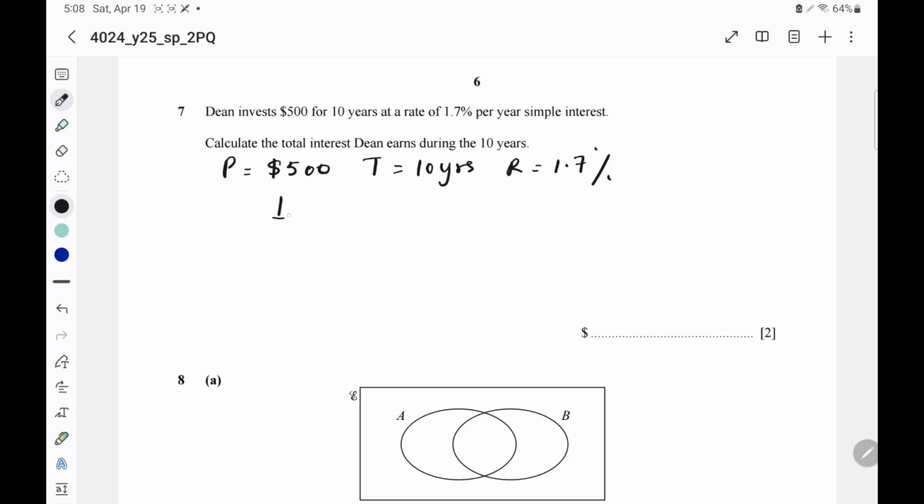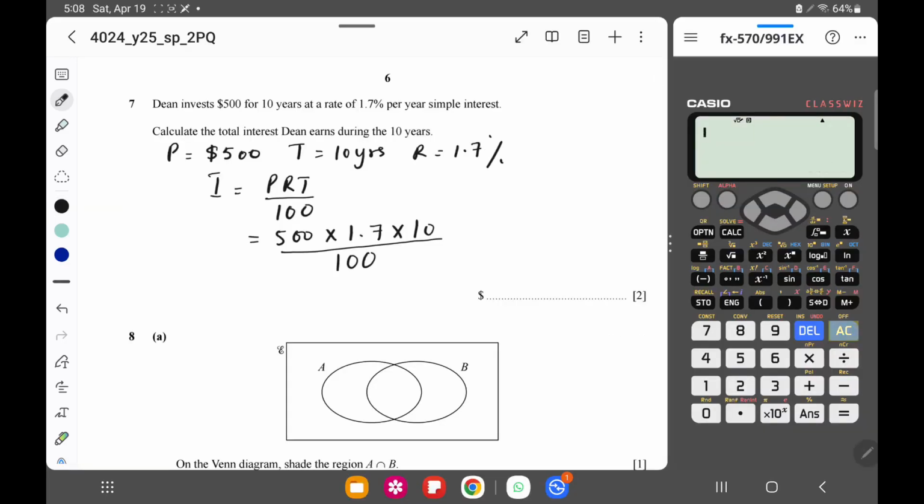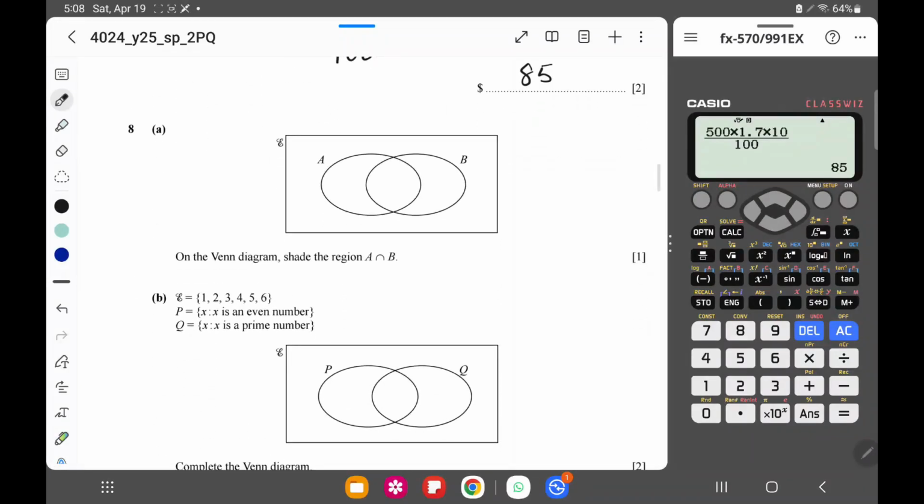All right. So I, the simple interest, equals PRT upon 100. Your principal is 500 times 1.7 and the time is 10 years, divided by 100. This is 500 times 1.7 times 10 upon 100 equals 85. $85 is the interest. All right.